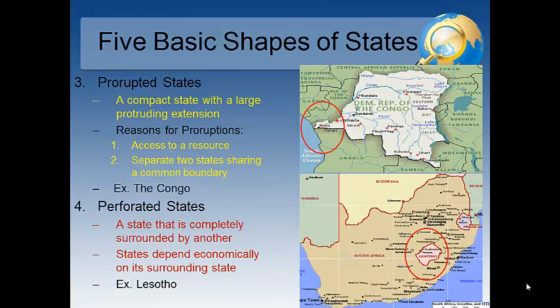Our fourth is a perforated state, and this is a state that is completely surrounded by another. These types of states depend economically on its surrounding state, clearly because they cannot access, let's say, the sea, where import and export is most common. Perfect example is Lesotho, which is located in South Africa. I've circled it for you right there.